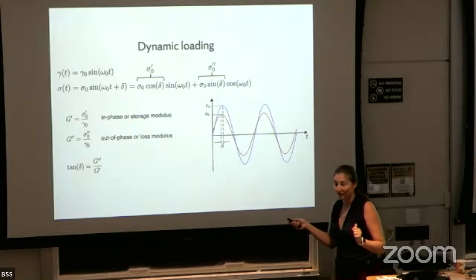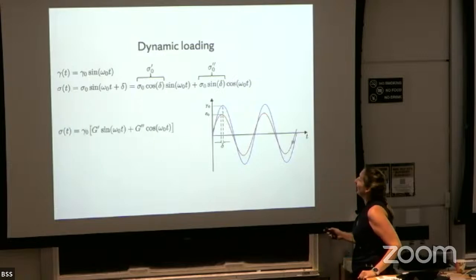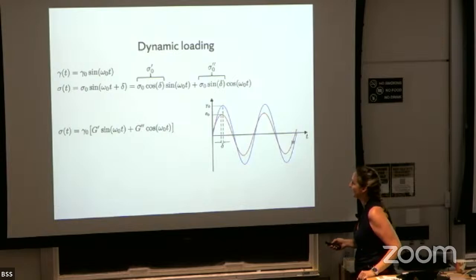So the part that's out of phase, that's the loss modulus. It's the fluid-like part. Okay, that's the key idea. People call this G prime and G double prime, and it's all over the literature in soft matter, and biology experiments are starting to be able to access it.